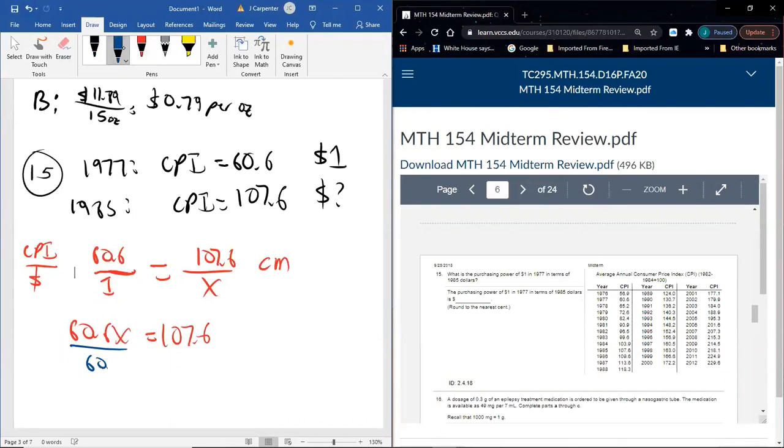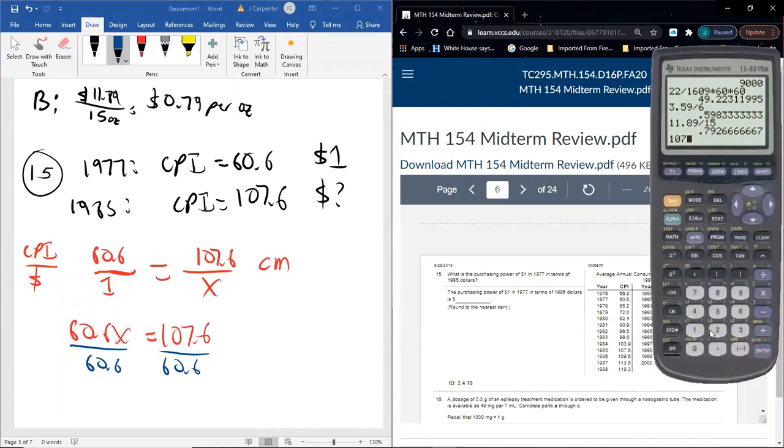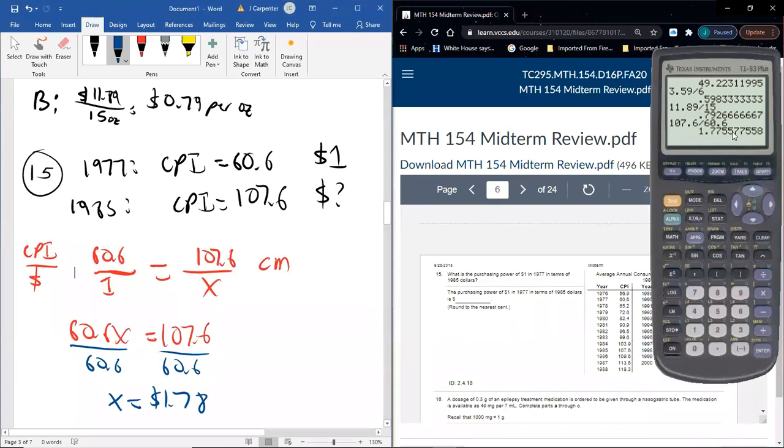Then we will divide both sides by the 60.6. We pull out a calculator. 107.6 divided by 60.6. And we get 1.775 blah, blah, blah. Of course, they tell us to round to the nearest cent, so 1.78. So that means $1 in 1977 is worth the same as $1.78 in 1985.